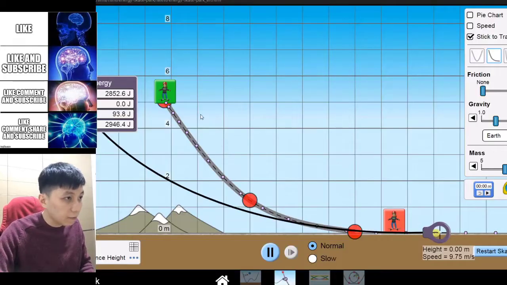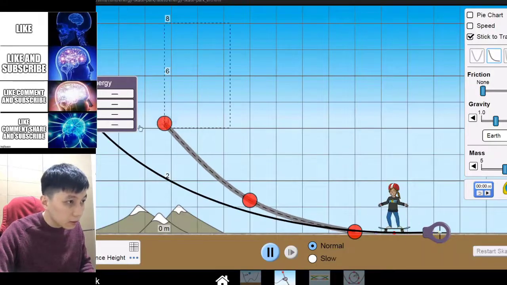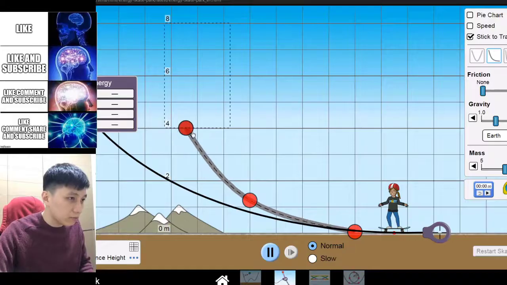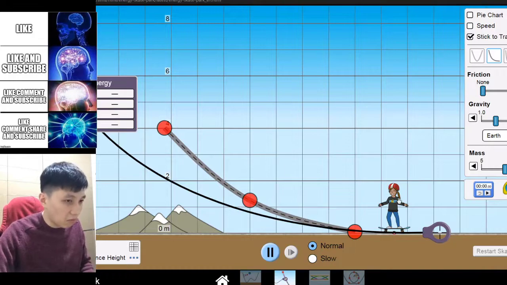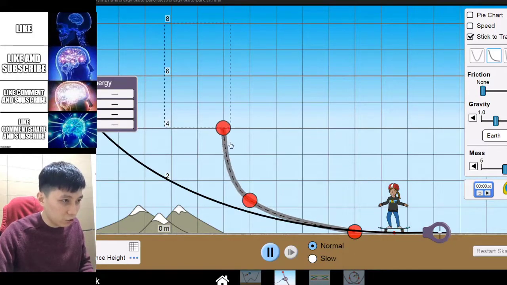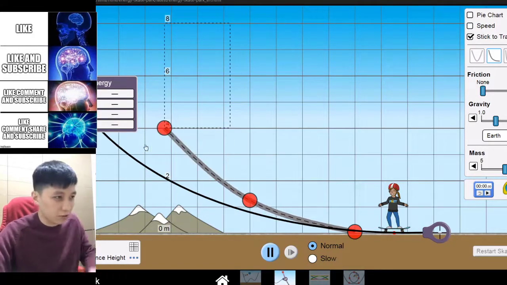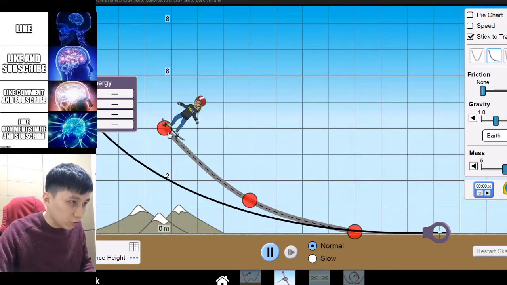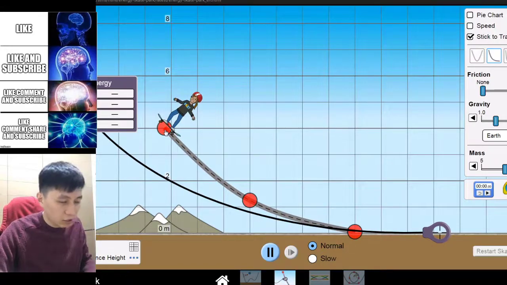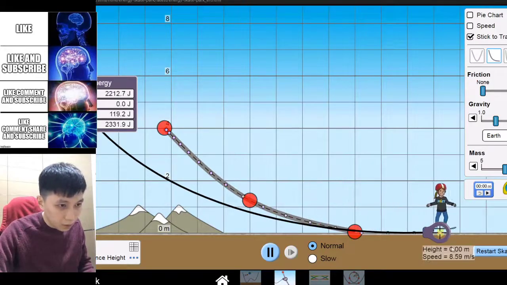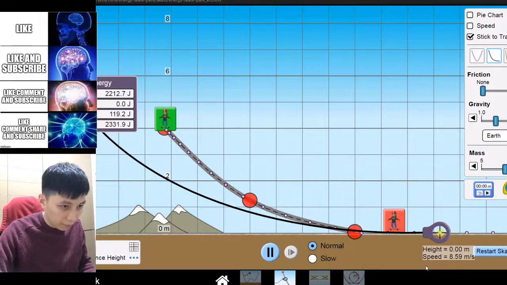And lastly, 4 meter. And by the way, it doesn't really matter where you put here, here, or there. I think this is just more realistic. Since this is a simulation, it shouldn't affect which position, as long as it's on the same horizontal level, that will be fine. So lastly, we got 8.59.